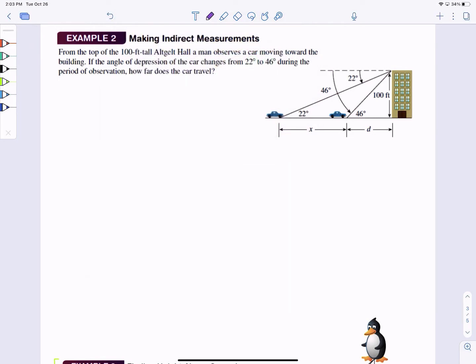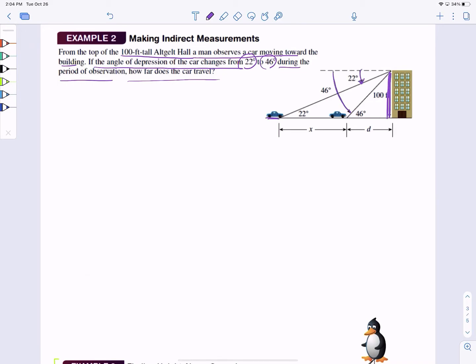From a building that's 100 feet tall, you see this 100 feet tall building, imagine Miss Chang's about 5 feet. So how many Miss Changs are required for this building, okay? 100 feet tall building, Altgeld Hall. A man observes a car moving toward the building. You see this car? It's moving toward the building. If the angle of elevation of the car changes from 22 to 46 degrees during the period of observation, how far does the car travel? So you can see the picture here. It's already depicted for you.